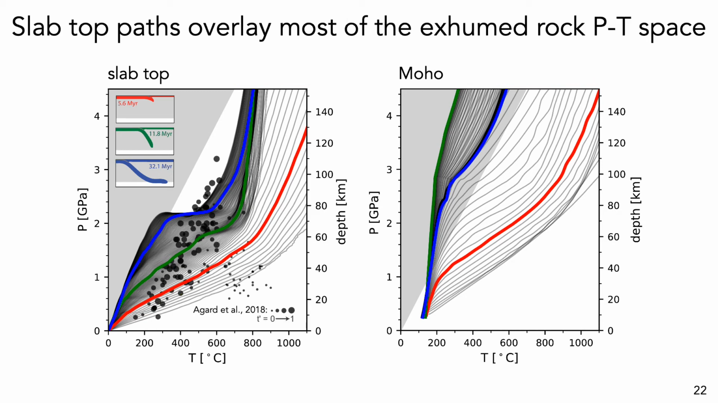I now overlay the exhumed rock compilation on the slab top PT paths. And it's interesting to note that the slab top PT paths sweep through much of the pressure temperature space represented by this global compilation of exhumed rocks. And so this suggests that in addition to the wide range of subduction parameters that Earth's subduction zones have, perhaps a significant component of this exhumed rock PT space is due to the dynamic phases that subduction zones evolve through as they age.